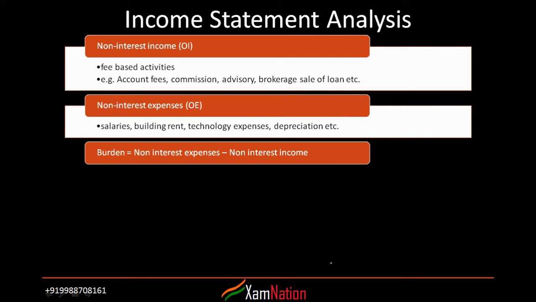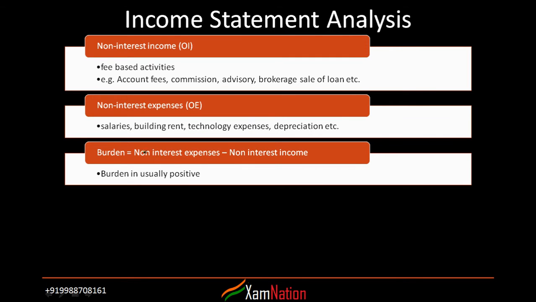Now it's an important term: it's non-interest expenses minus non-interest income. You will rarely find a parameter defined as expense minus income. Generally it is defined the other way around, income minus expenses, but this is a parameter defined as non-interest expenses minus non-interest income, and the name implies that it's a burden for the bank. Okay, so burden is generally positive for the bank because the major revenue is the interest income only.